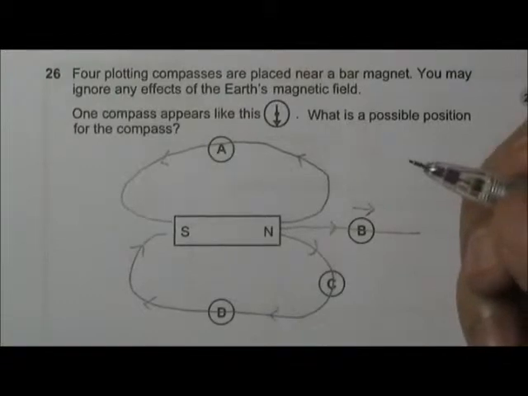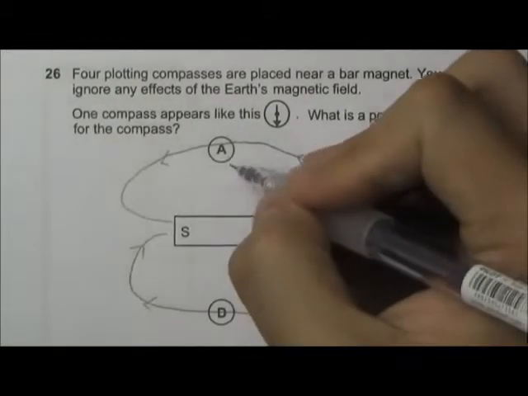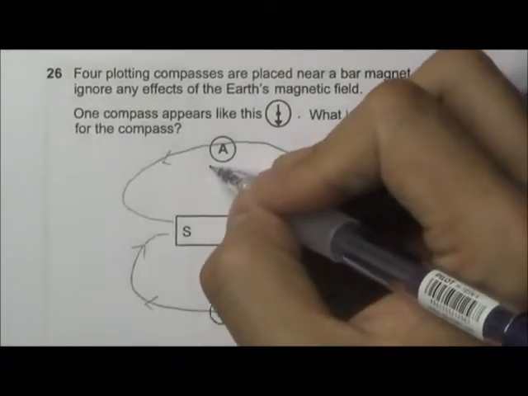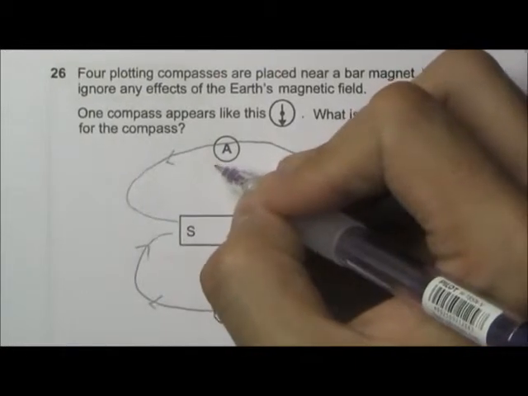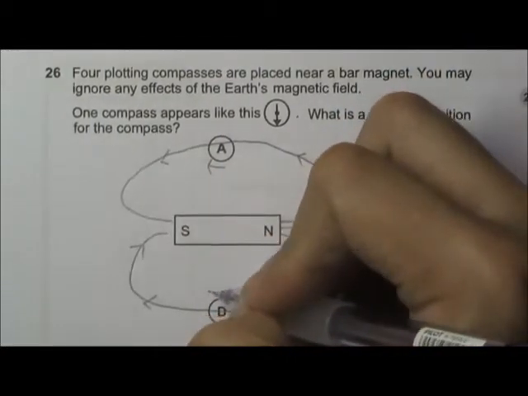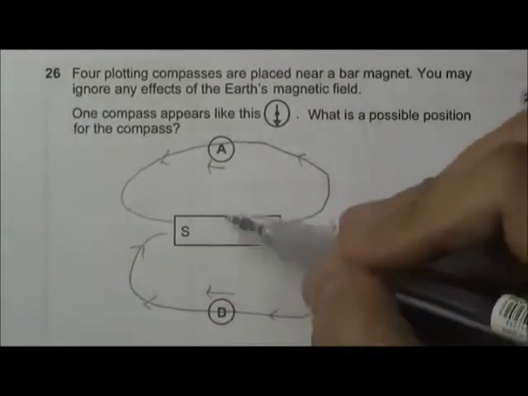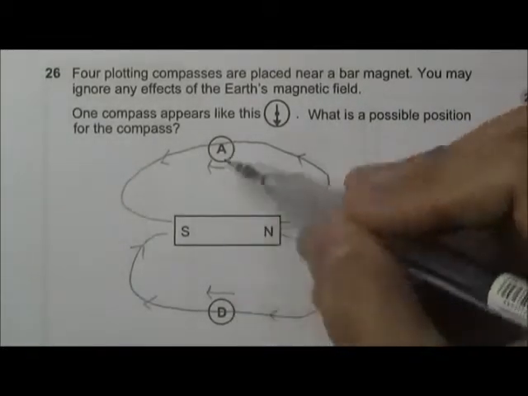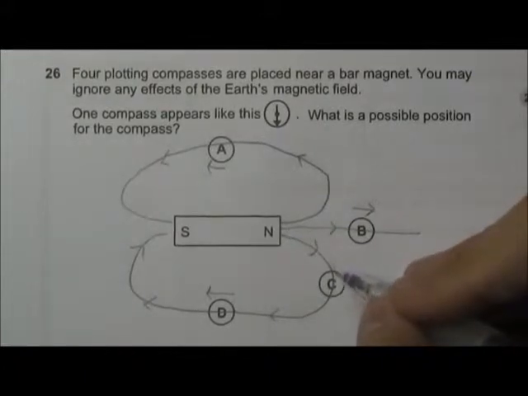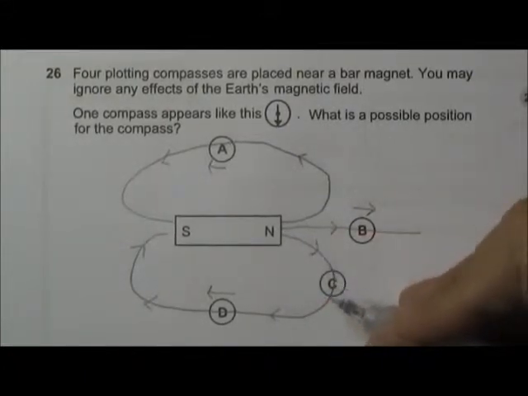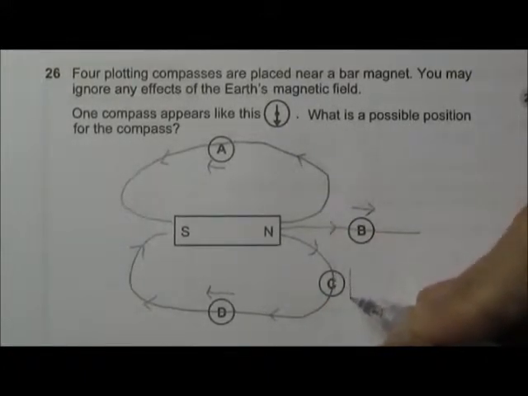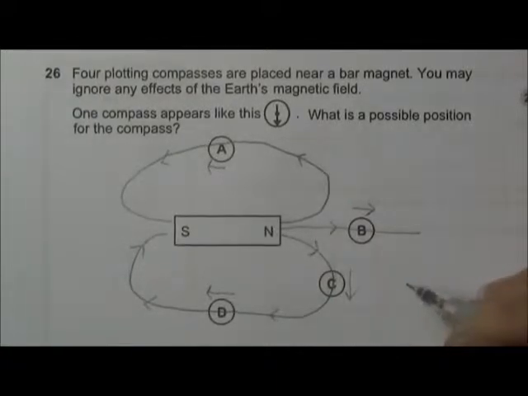Okay, with the magnetic field drawn, we can see that compass A and compass D will point to the left because they are right in the middle of the bar magnet. And according to the direction of the field line, compass C will point downwards. So the answer should be C.